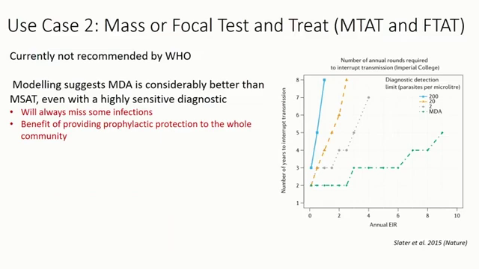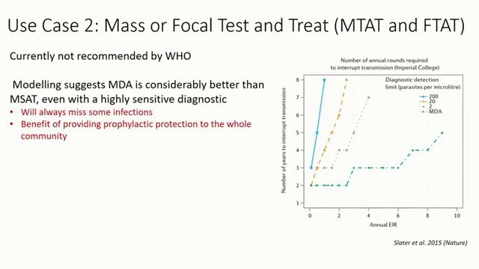Mass or focal test and treat, so MTAT or FTAT, is currently not recommended by the WHO, but is maybe being discussed a little more at the moment due to the availability of this HSRDT. This is some modelling work we did a few years ago, modelling 3 rounds of MDA or MSAT with increasing sensitivity diagnostics. On this graph, we're looking at annual EIR, so transmission intensity, and on the y-axis is the number of years of that intervention it would take to eliminate transmission. The graph is basically saying that by improving the diagnostic sensitivity of your screening tool, you are able to interrupt transmission in higher transmission settings, and you're also able to do it quicker.